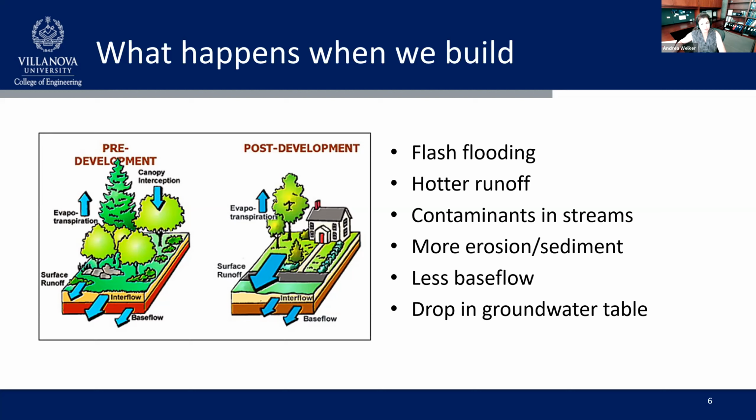So a stream that always had water in it may switch from being a perennial stream, something that always has water in it, into an intermittent stream, something that only has water in it during rain events. The other thing that we see can be a drop in the groundwater table, because again, that decrease in the amount of infiltration will also cause a decrease in the amount of percolation that occurs, meaning that less water will be making it to the groundwater table.